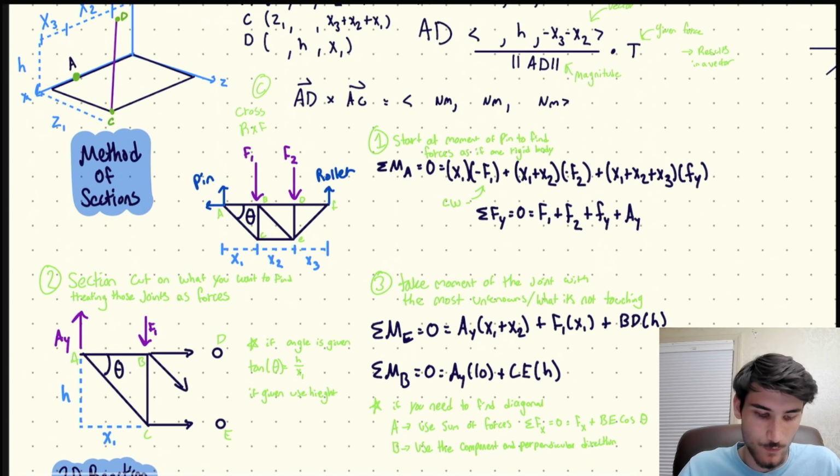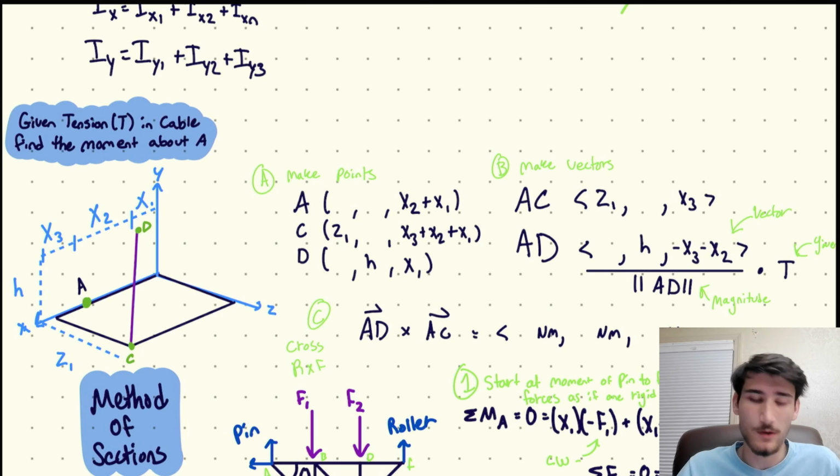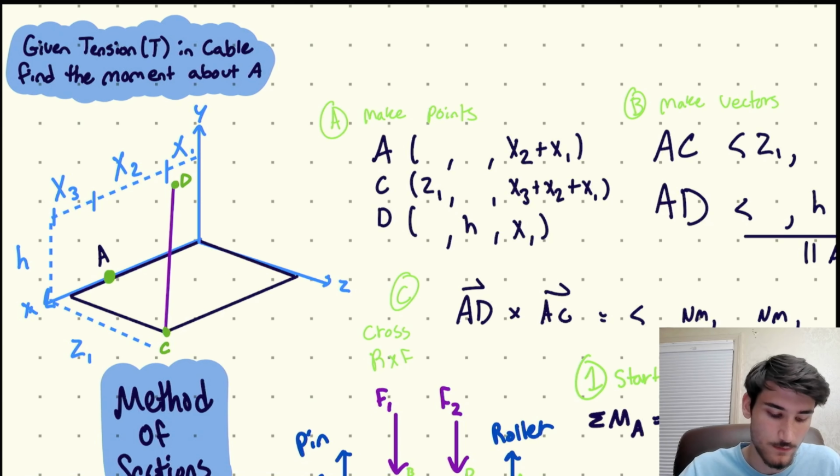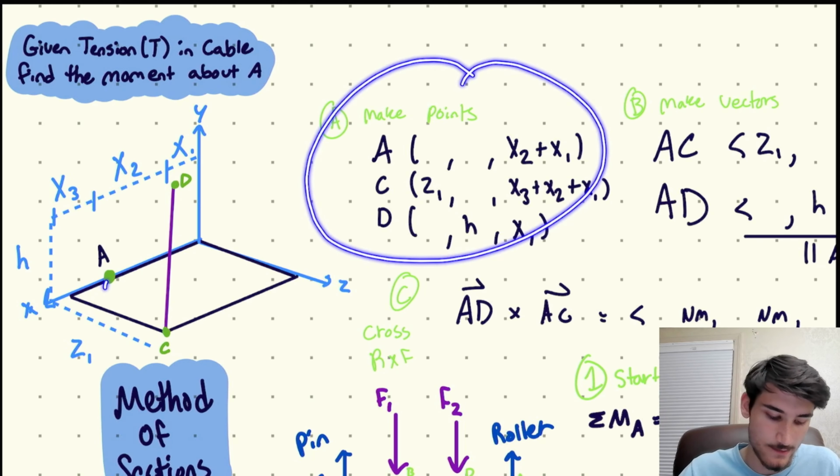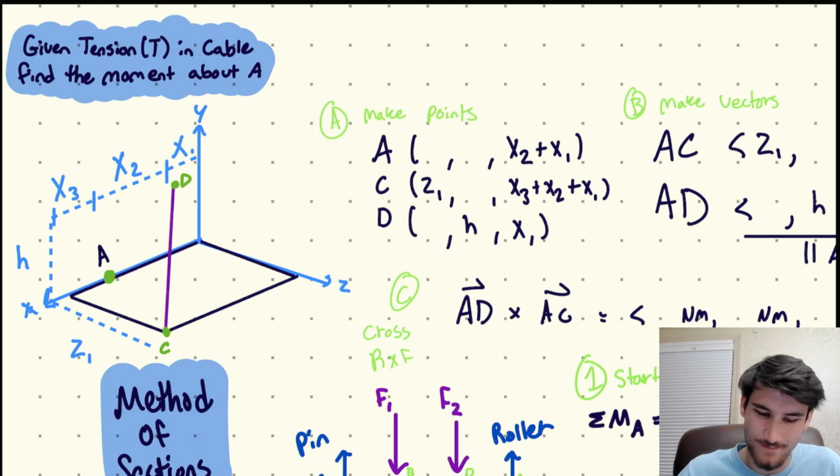So next up, we have one of these 3D moment questions. What we have is we're given all of the distances. We have this cable right here, and we have this distance right here. So what we're going to do first is make our points. So A is at 0, 0, 0, and then this one is Z1, which is this distance, and then 0, and then this distance, and then D is up a little bit, so it's this distance plus this distance, the height.